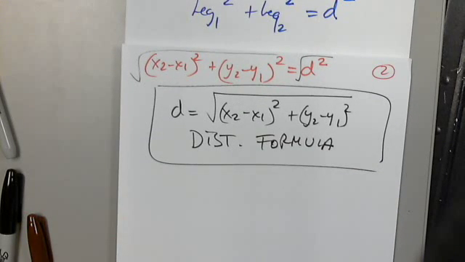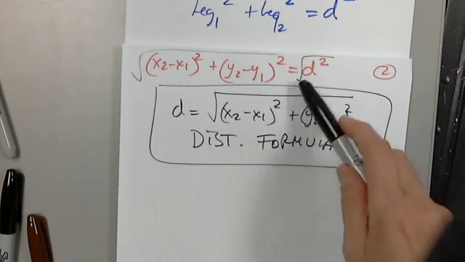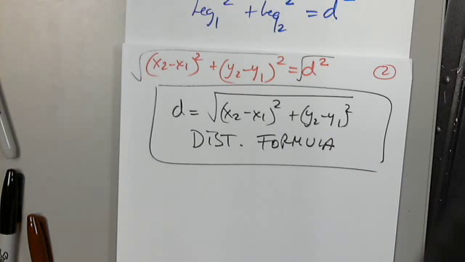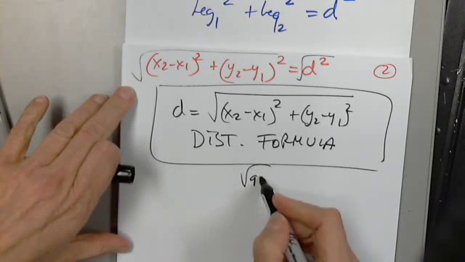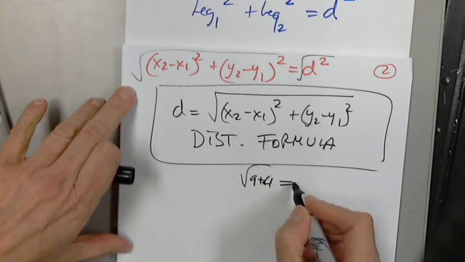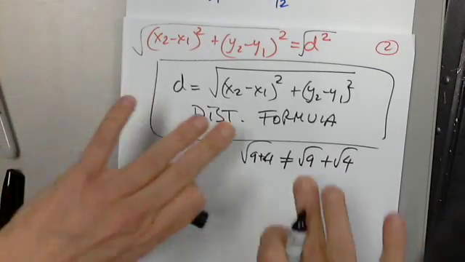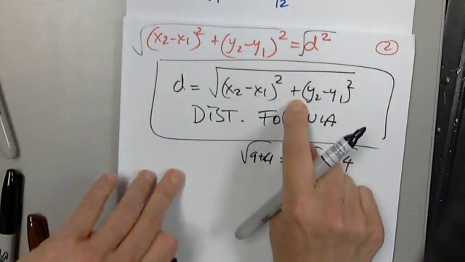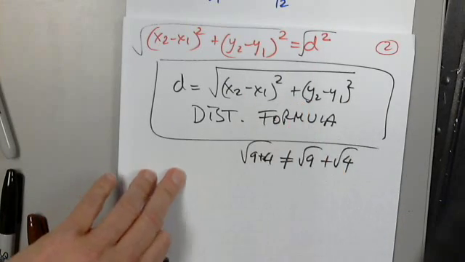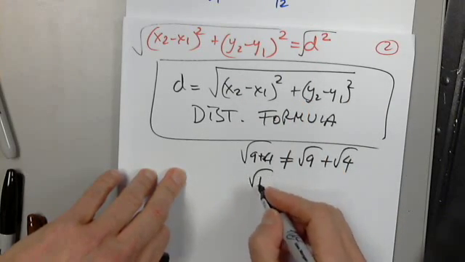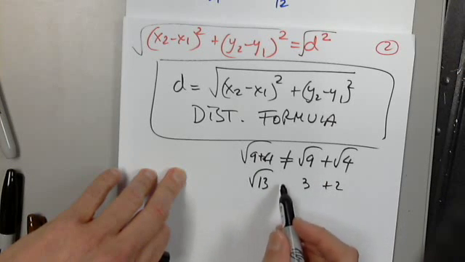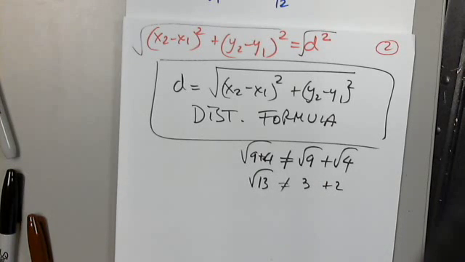Can I simplify this? Please say no. Thank you. We cannot simplify because the square root of a sum cannot be broken into two radicals. Let me give you an example. The square root of 9 plus 4 does not equal the square root of 9 plus the square root of 4. So we cannot break the radical if the radicand is the sum of terms. Because this is the square root of 13 and this is 3 plus 2. The square root of 13 does not equal 3 plus 2.